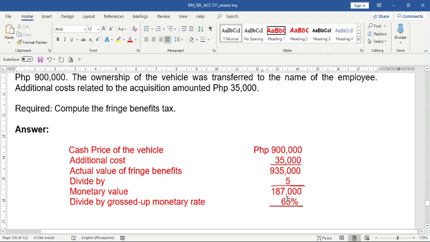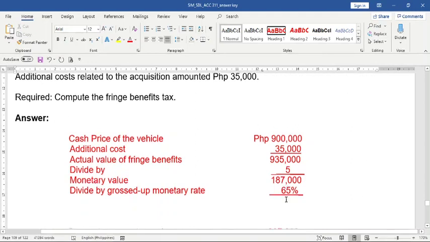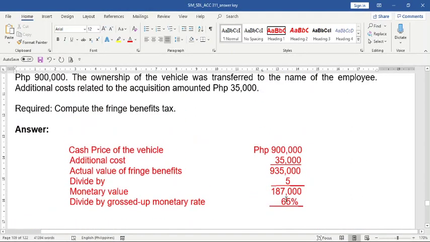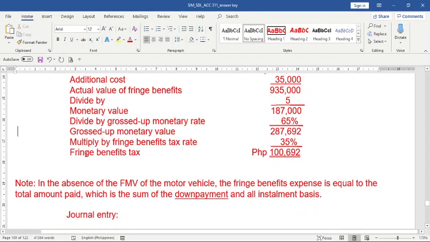Ideally, it is at the moment it was received, but that's really the rule, because it's installment. Divide by 5. Your monetary value now is 187,000. Divide by the gross up monetary value rate, 65%. So, your gross up monetary value is 287,692, multiplied by the fringe benefit tax rate, 35%. So, our tax is 100,692.